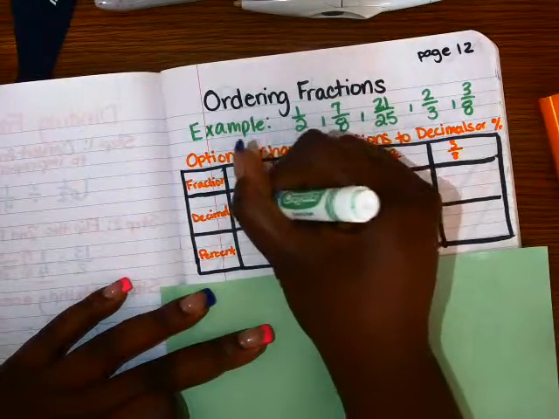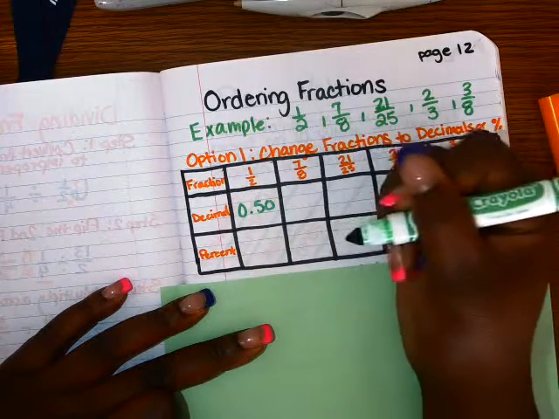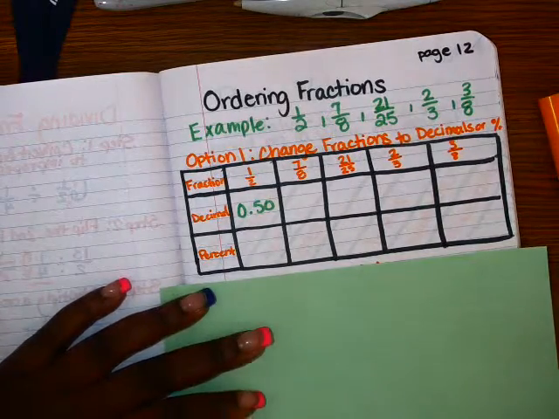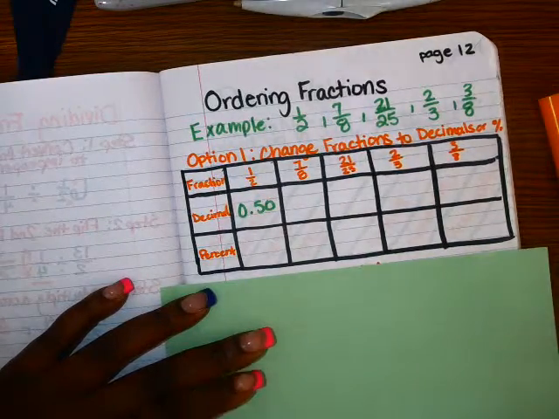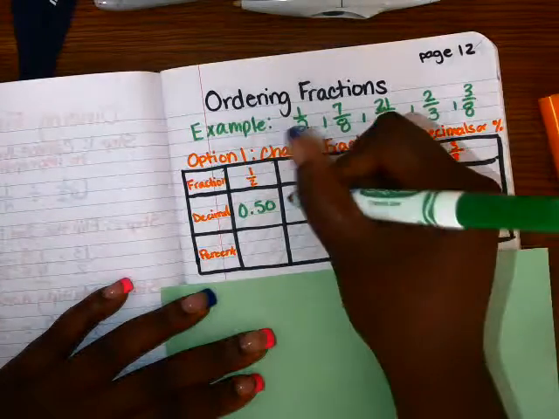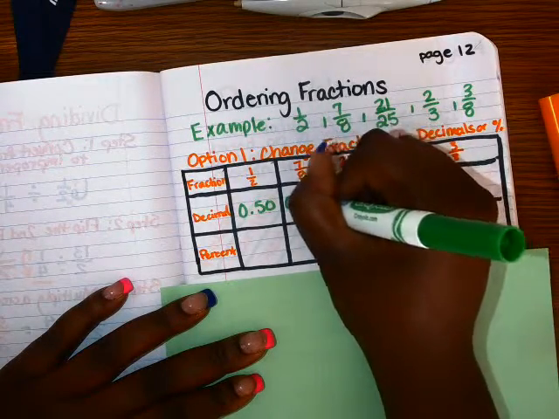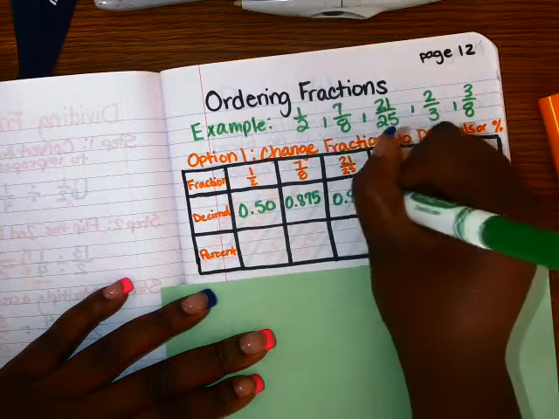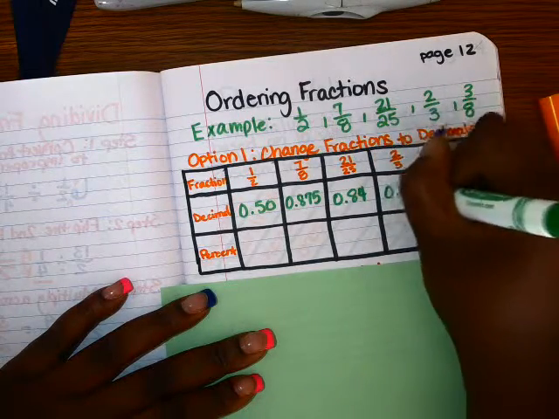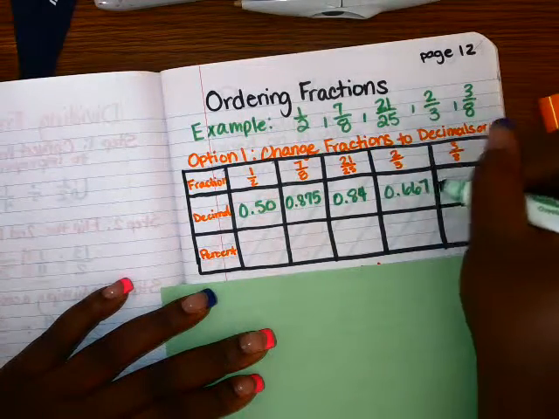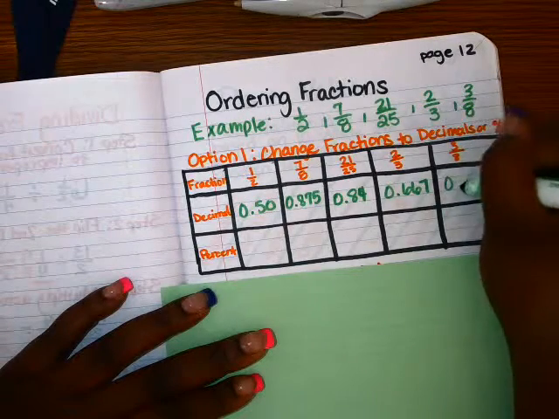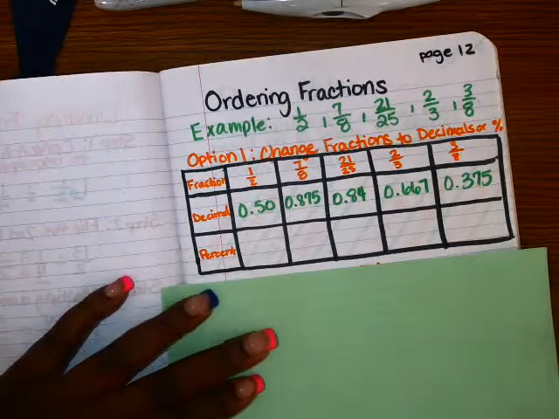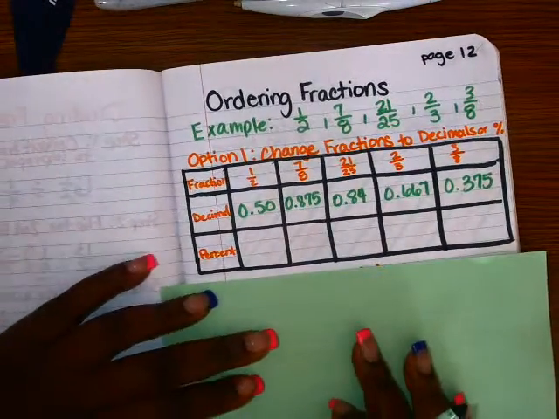So I know that 1/2 is 0.50 or 0.5. 7/8, and just remember to recall, to change from a fraction to a decimal, you divide, top in, bottom out. And once you divide 7/8, you get 0.875. 21/25 is 0.84. 2/3 is 0.6667, repeating. And 3/8 is 0.375. That is a great way to figure out the order of fractions based on their place value.